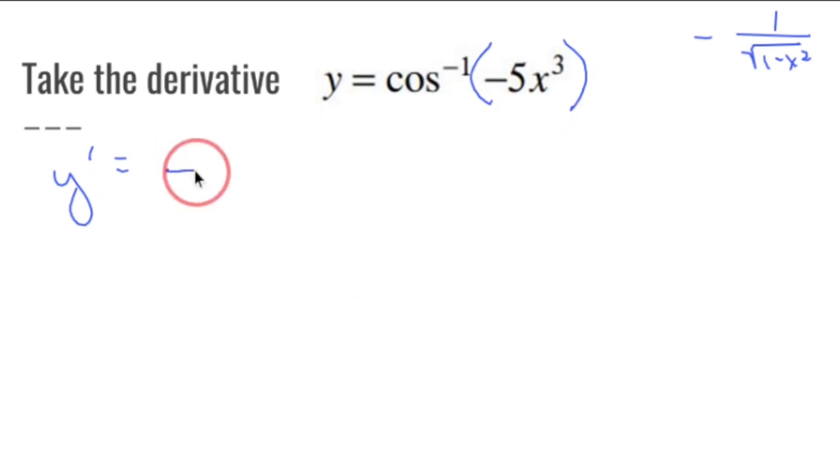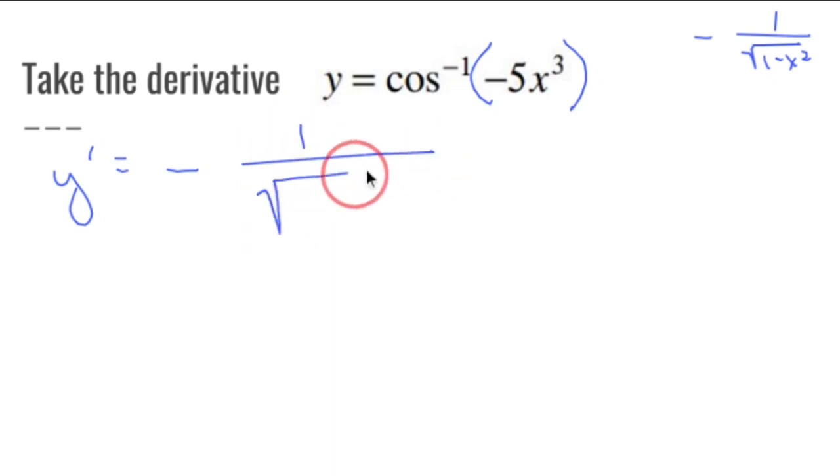So we're going to write out negative 1 over the square root of 1 minus, however, keep the inside stuff. So instead of x, I'm going to write out negative 5x cubed. So this is me keeping the inside stuff. Don't forget the squared. Let's make that a little bit bigger. But then you multiply everything by the derivative of the inside stuff.